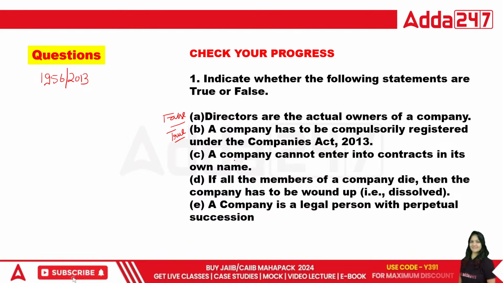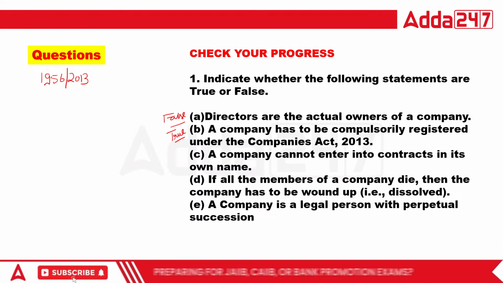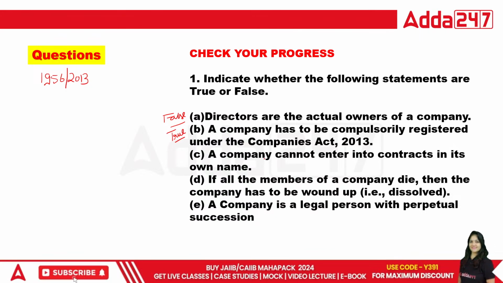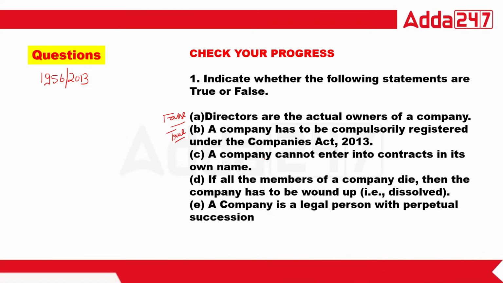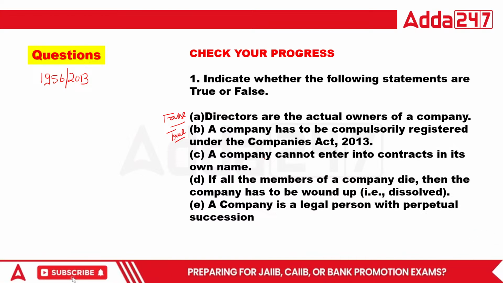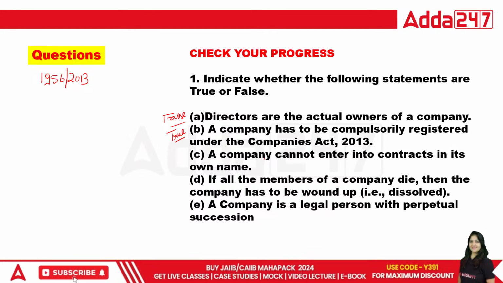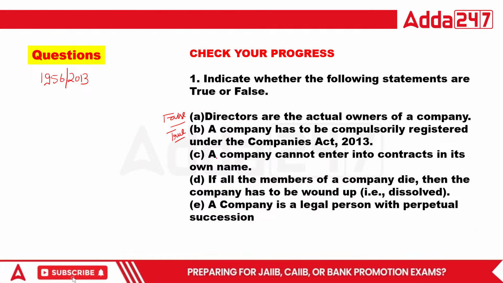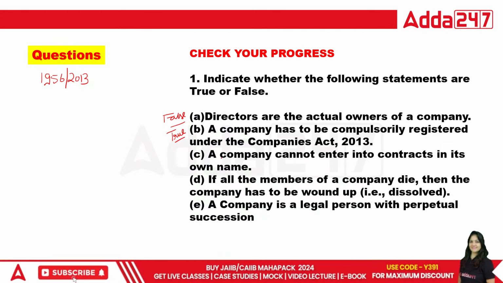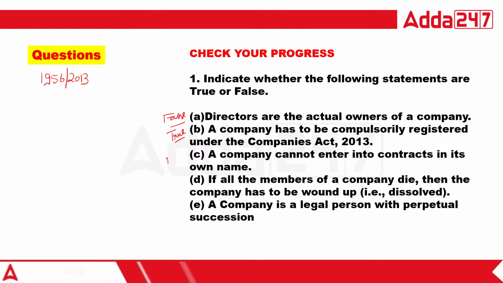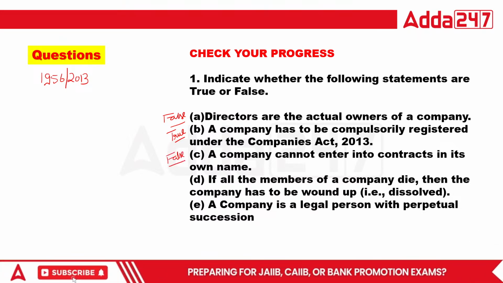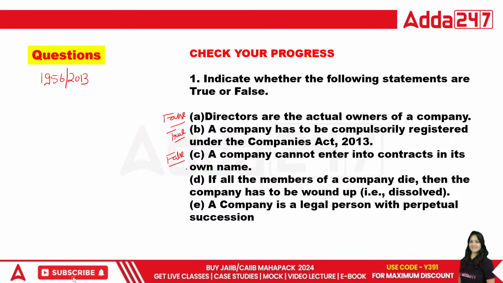Now, a company cannot enter into a contract in its own name. See class, we know that the company has a separate legal existence, and the member has a separate legal existence. So that's why this statement, that the company cannot enter into a contract, is totally false. Because the company has a separate legal existence, the company can make a contract in its own name.